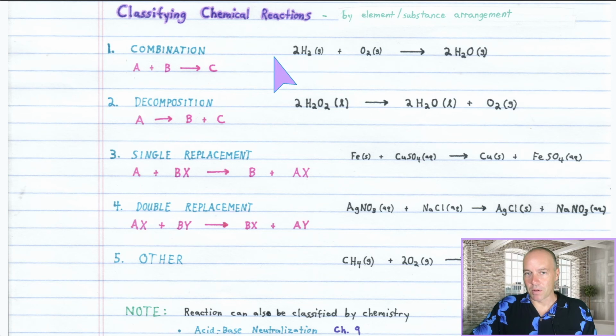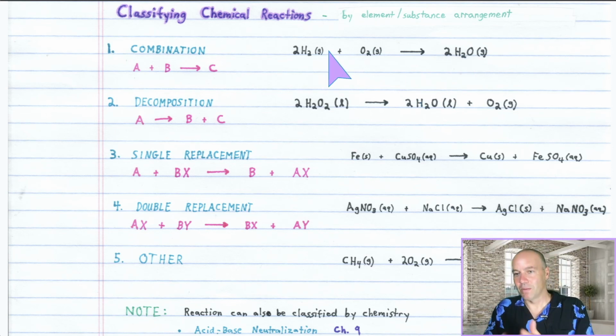We've seen this chemical equation before. So if you take hydrogen gas and oxygen gas, they react to form water. So you got 2 substances and now you only have 1. So these 2 are combining to form water.